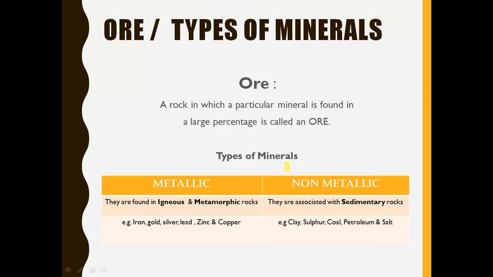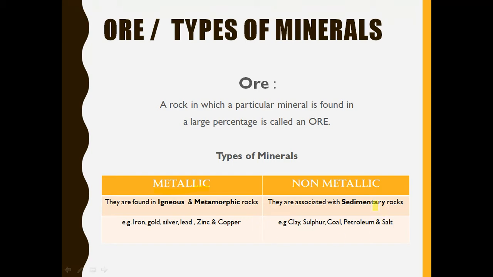Now, see, there are two types of minerals. Let me take out my pointer. One is your metallic minerals, and the other is your non-metallic minerals, right? So, what are the metallic ones? Now, metallic means they have luster like a metal. They are found in igneous and metamorphic rocks. Examples: iron, gold, silver, lead, zinc and copper. So these are metallic minerals, which have shine, and they are found in the igneous and the metamorphic rocks.